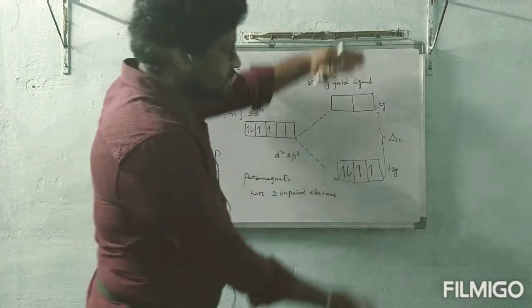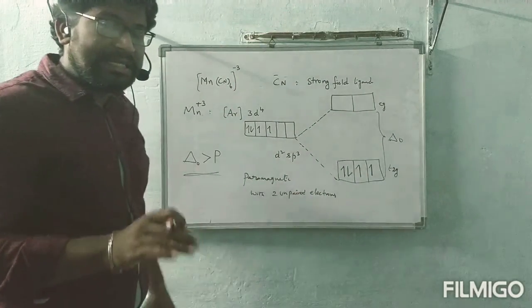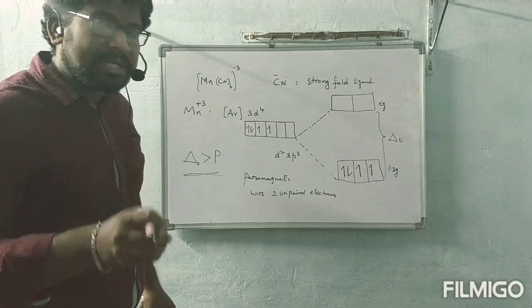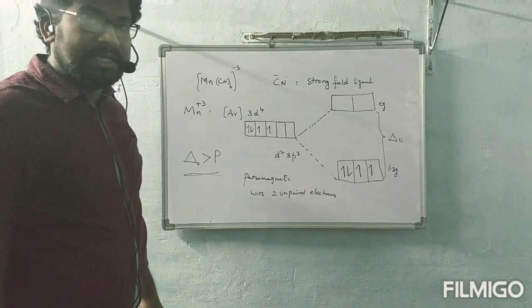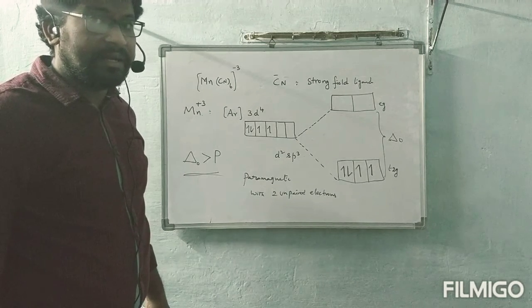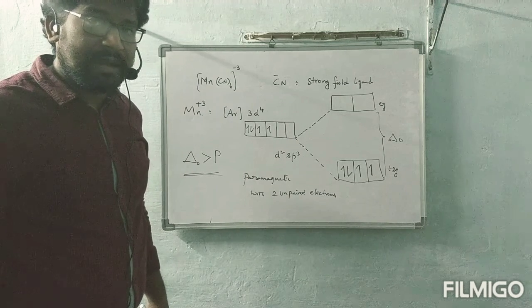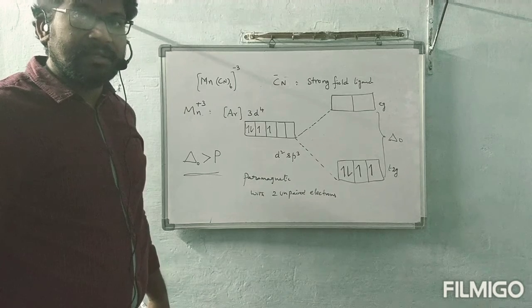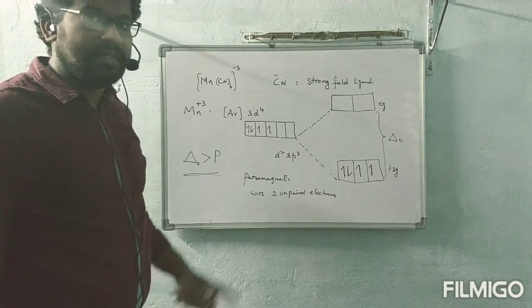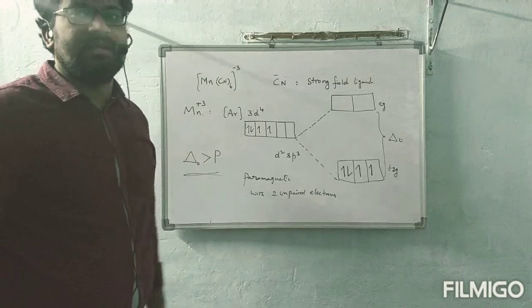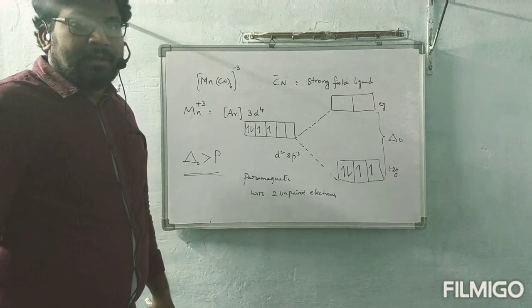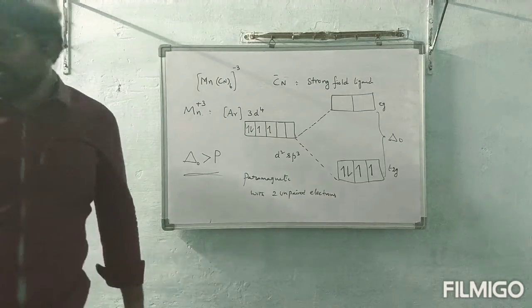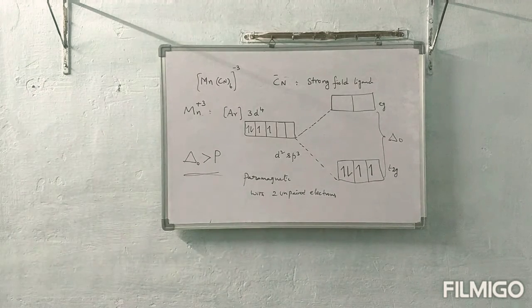Because delta naught is very high, that is called quantitative interpretation of magnetic data. That quantitative interpretation of magnetic data was not given by valence bond theory, which was successfully given by crystal field theory. Observe the diagram, all of you. See towards the board clearly, all of you.